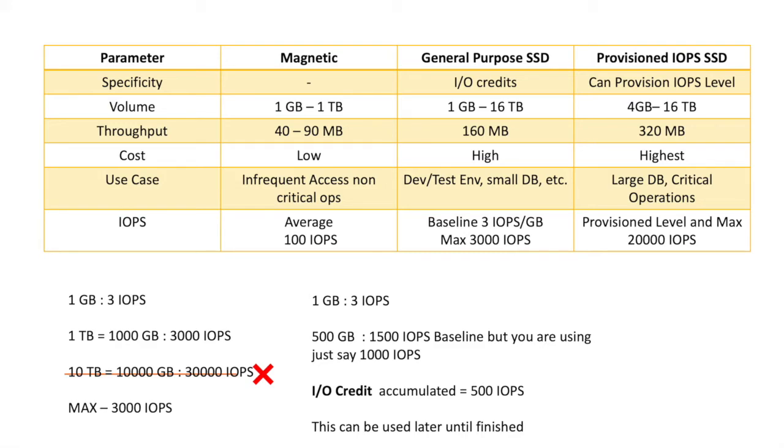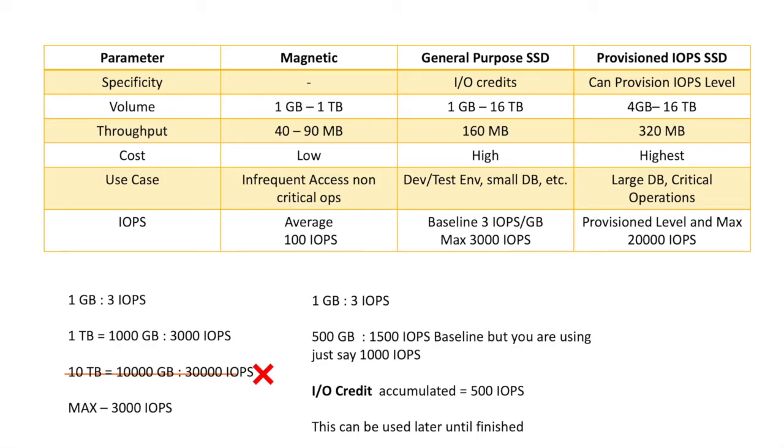Tomorrow, if you have a high need, there is high traffic and you need more IOPS, you can utilize the existing credit that you have accumulated in the past. You can use that until it is finished. So this is really good, and that's why general purpose SSDs are a good option.